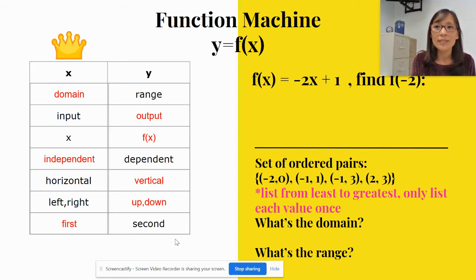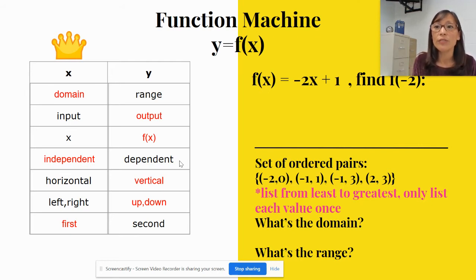Sometimes when you're in science class, you might have heard the x and y variables referred to as independent variable and dependent variable. The reason why we use these words is because the y value is often dependent on what the x value happens to be. And so x is the independent variable and y is referred to as the dependent variable.